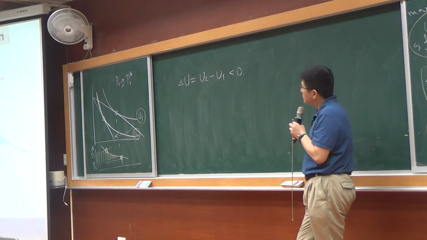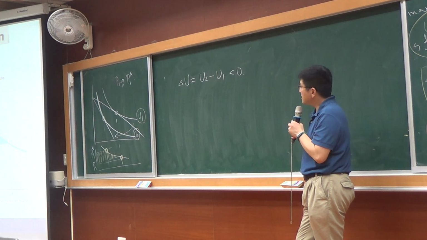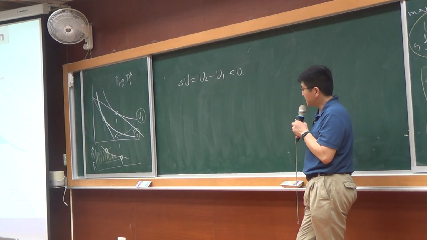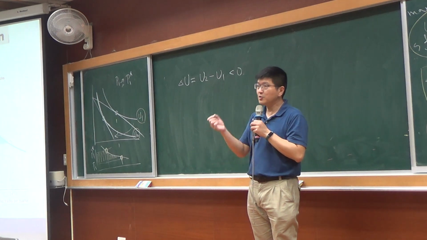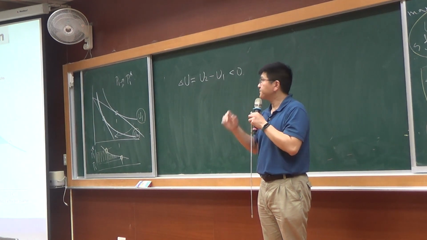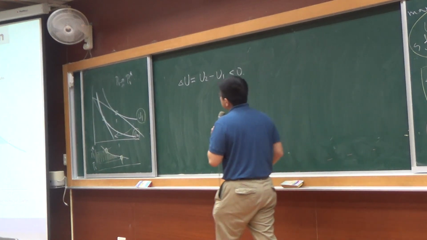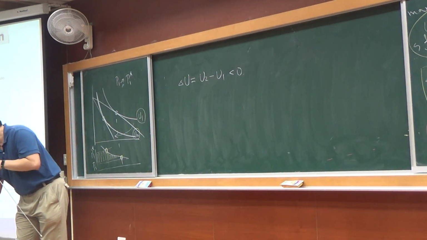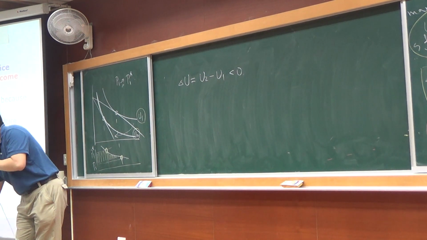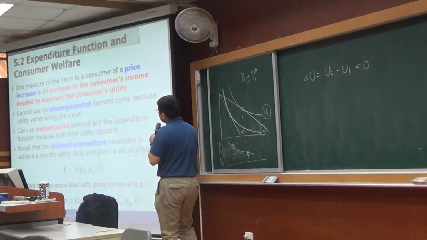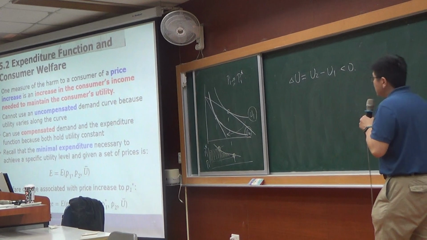However, we don't know what exactly U1 and U2 are. So we need something to replace that, and we already mentioned that. We use dollars, money. And how may we do this? This is the key point in these slides. We may use the expenditure function to do this.